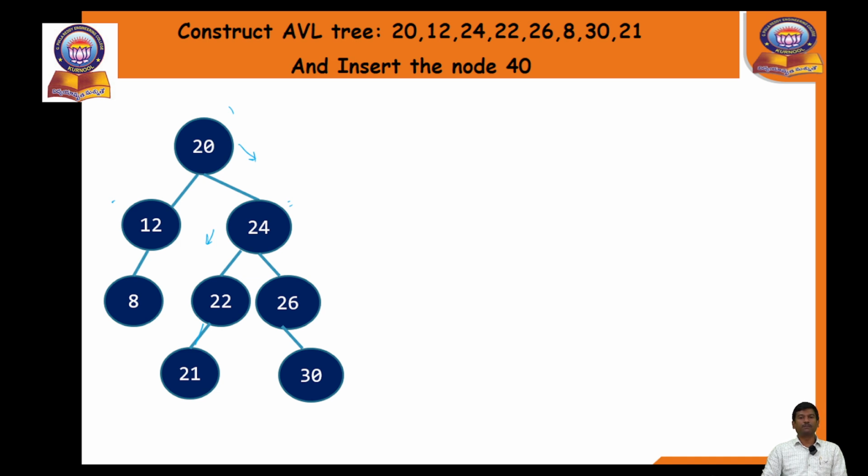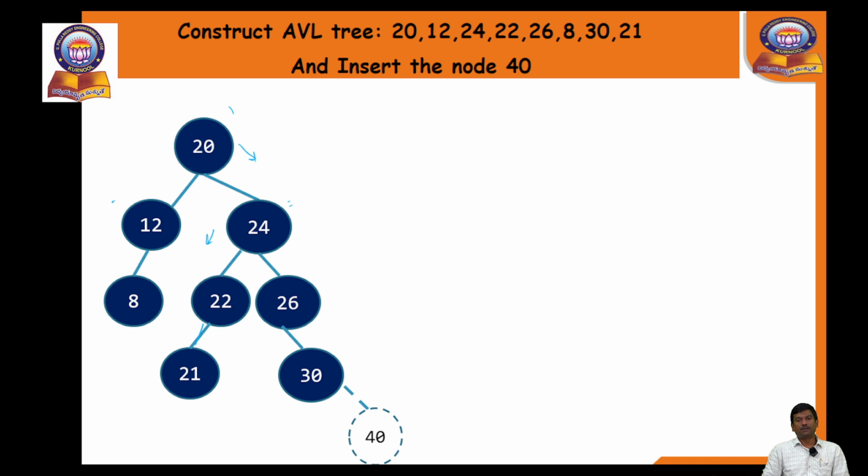Node 12, the balance factor will be equal to 0 minus 1, 1 minus 0, that will be equal to 1. Node 20, the balance factor will be equal to the height of the left subtree, that is 2, and the height of the right subtree, which is 3. So 2 minus 3 is -1. So all the nodes satisfy the property of the balance factor. So far no modifications have to be done, no rotations are to be performed.